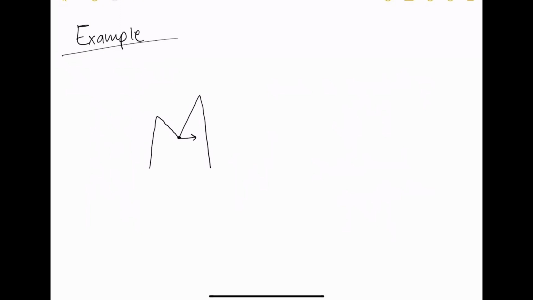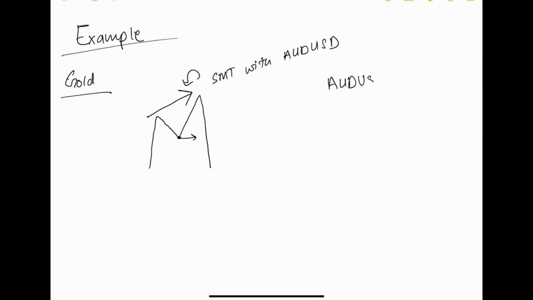Now, in order to fully understand that order flow is bearish, you want to see SMT on the highs. Let's say that you are trading gold, you want to see SMT on the highs with AUD USD, for example. AUD USD is making a lower high and has started to break down as well.